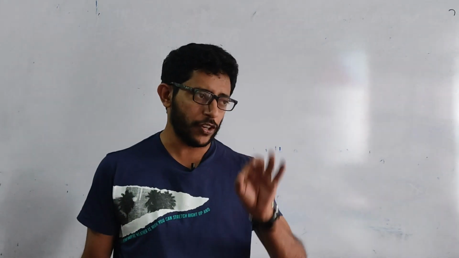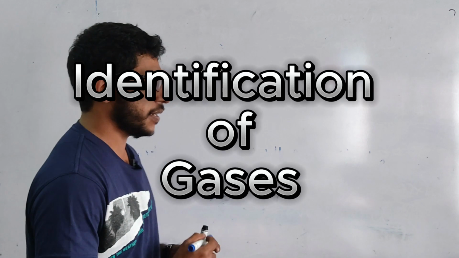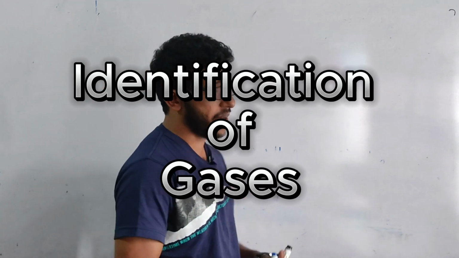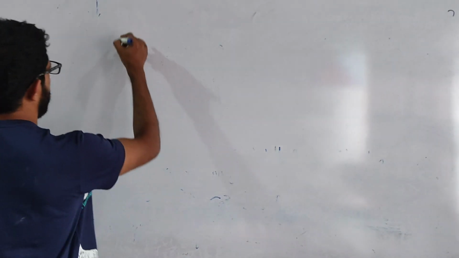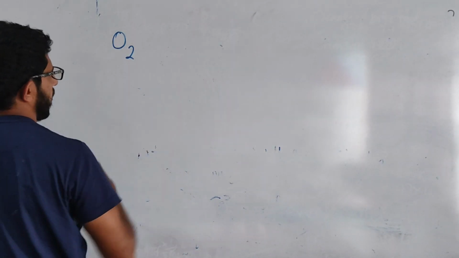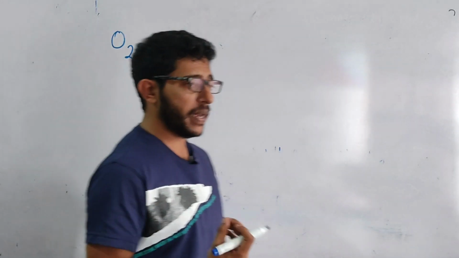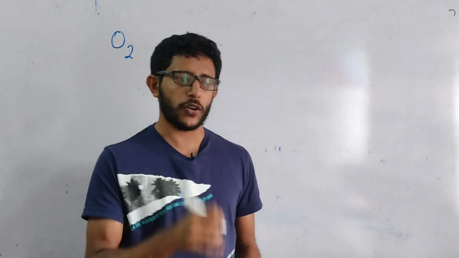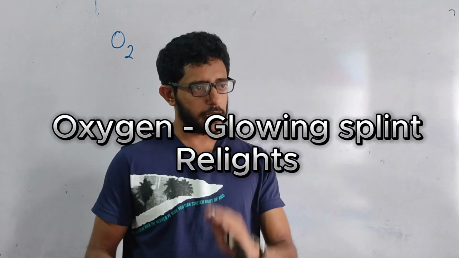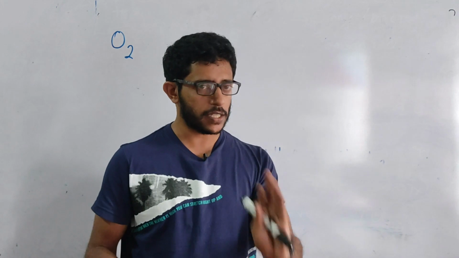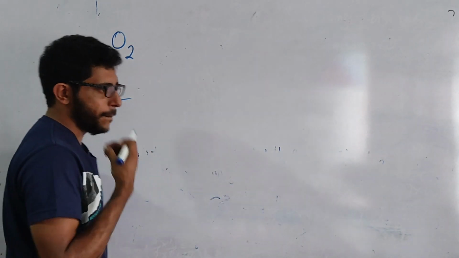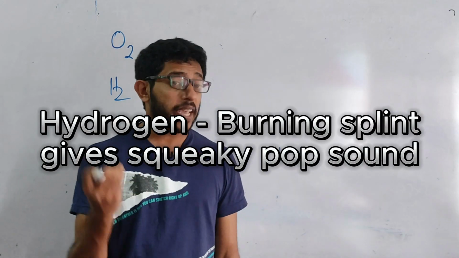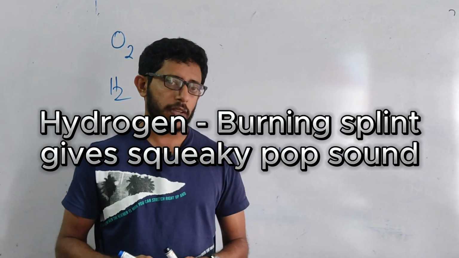Then I am moving to the gases, because many gases are there. First thing is, from O level onwards, how to identify oxygen. Oxygen gives a glowing splint relights. So you have to test with the glowing splint. That's for oxygen. Then what about hydrogen? We use a burning splint. Squeaky pop sound is given with the hydrogen.